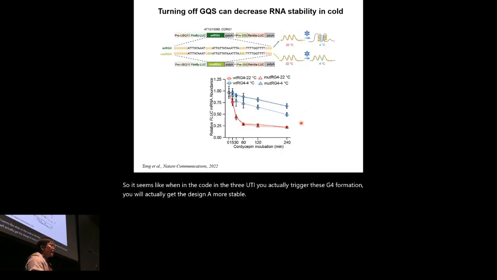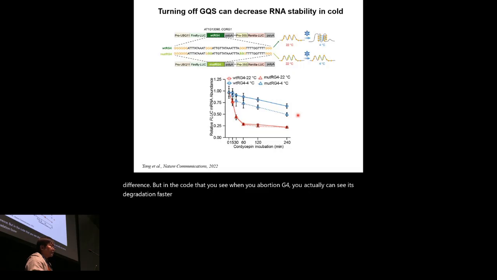Then we did a transient assay with a 3' UTR with the wild-type G-quadruplex, these cold-induced G-quadruplexes, and we mutated a couple of Gs to As, abolishing the G-quadruplex folding capability. What you can see is that at 22 degrees there is no G4 folding, so you don't see a difference. But in the cold, when you abolish G4, you can see its degradation is faster.